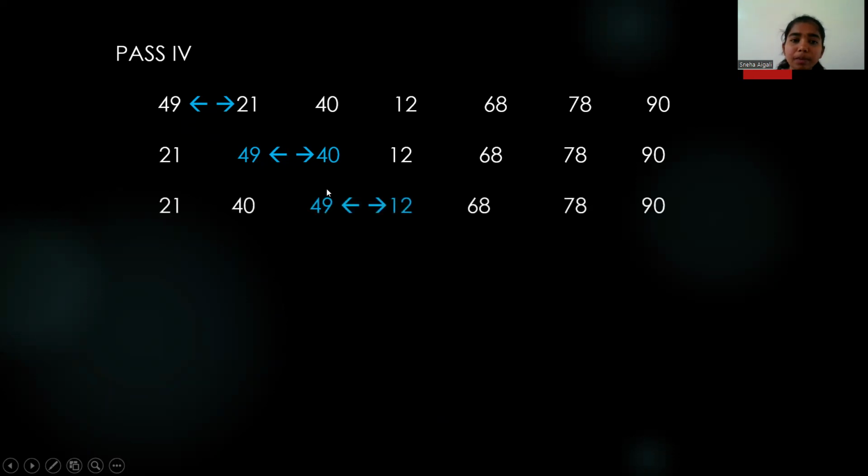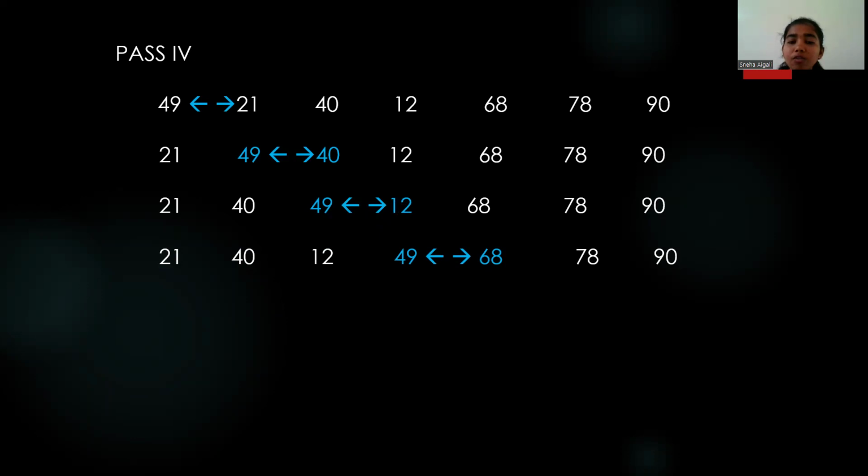Now J is equal to 0 and J is equal to 1 are compared. Since 49 is greater than 21, 21 gets swapped to the 0 position and 49 moves to the first position. And then again we increment J. Now A of 1 and A of 2 will be compared. Since A of 1 is greater than A of 2, 49 and 40 get swapped. And then next J will be incremented, and 49 and 12 are compared. Since 49 is greater than 12, we again swap the things. 12 comes to A of J position and 49 moves to A of J plus 1 position.